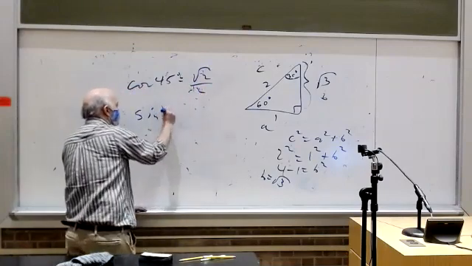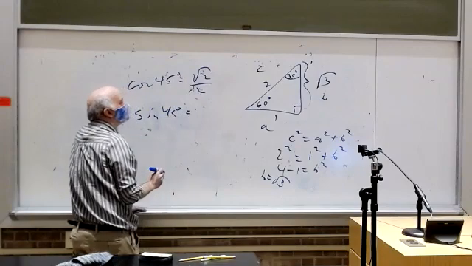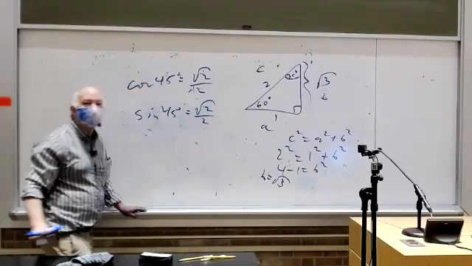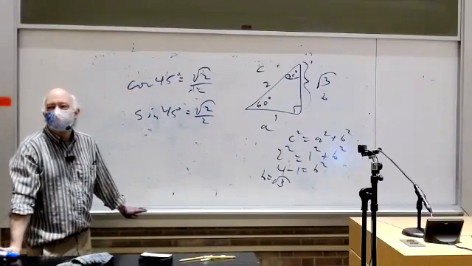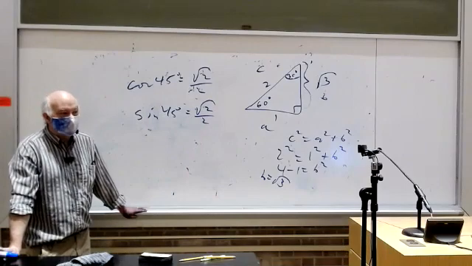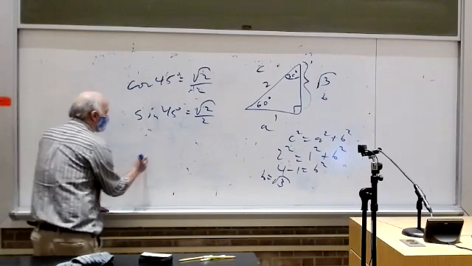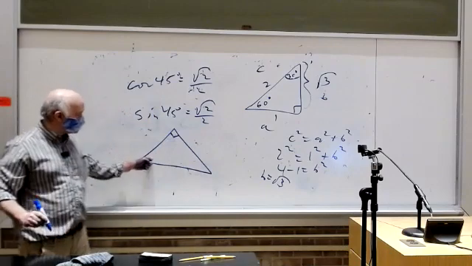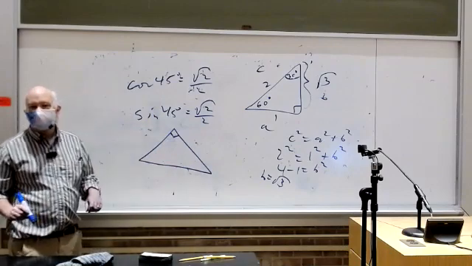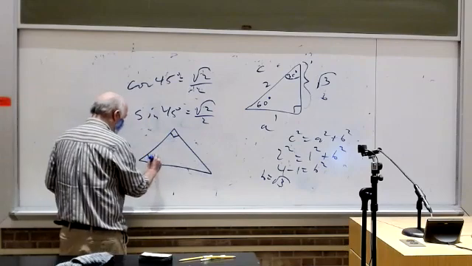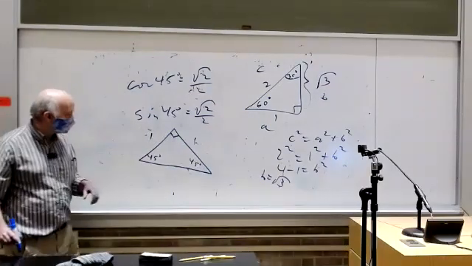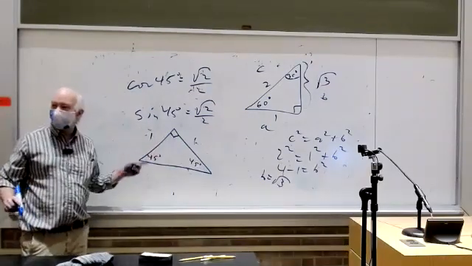Sine of 45. Same thing. Why? Here we're going to look at an isosceles triangle, but an isosceles right triangle. This is 90 degrees. If that's 90 degrees, what do you know about these two angles here? They're both 45. We're going to make this side 1 and this side 1, because in an isosceles triangle, the two sides are the same.